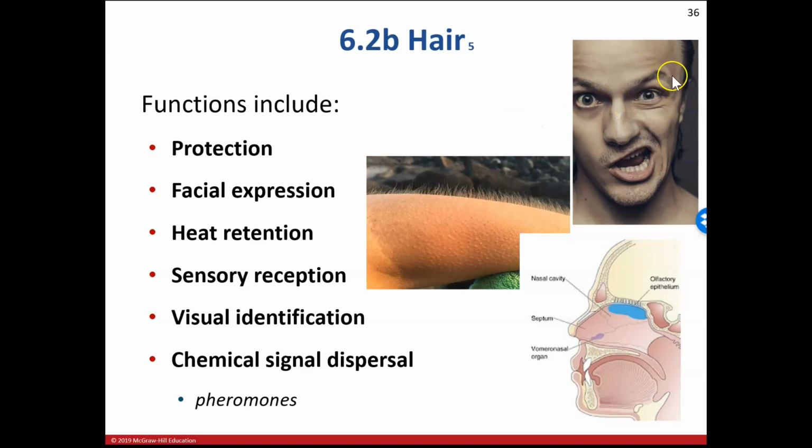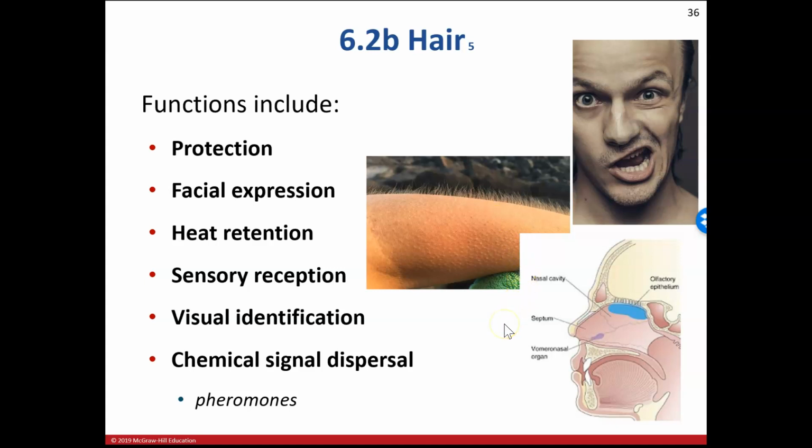Again, use of the eyebrow here in conveying a certain emotion. And then we have heat retention, where we have our goosebumps to trap that air and keep it closer to our skin to warm it up, keeping us warmer. Our sensory reception, when we touch the surface of the skin, is it deep pressure? Is it painful stimuli that's coming in? Is it a vibration type of stimuli? And visual identification too. It's going to help to give us a certain look, right?